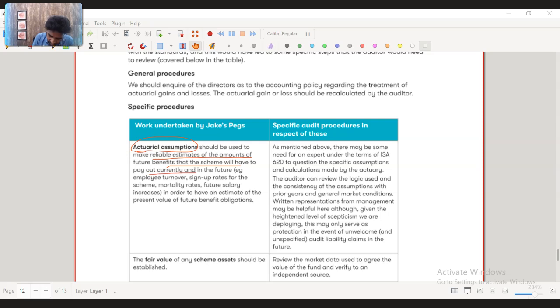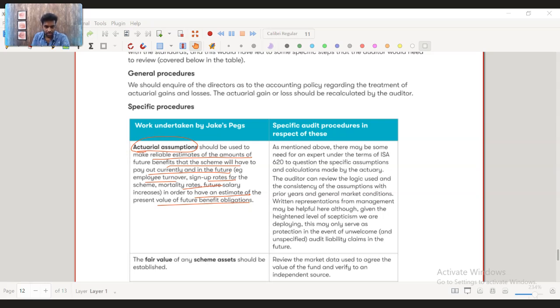Will have to pay out currently in the future: employee turnover, sign up dates, mortality rates, in order to have an estimate of the present value of future obligations. So what assumptions have been used to calculate these particular employee benefits? Have they used the mortality rates, whether the present value factors have been used, what is the discount factor they have taken, what is the future salary increases, which could also increase the liability. So how much is that calculated?